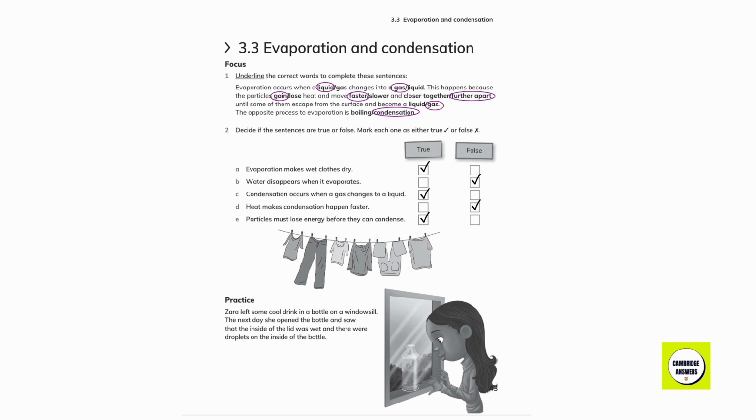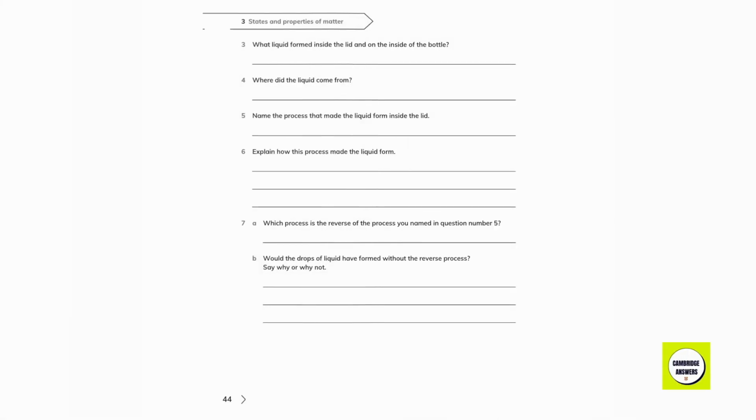Zara left some cool drink in a bottle on a windowsill. The next day she opened the bottle and saw that the inside of the lid was wet and there were droplets on the inside of the bottle. What liquid formed inside the lid and on the inside of the bottle? Water. Where did the liquid come from? From the cool drink. Name the process that made the liquid form inside the lid. Condensation.